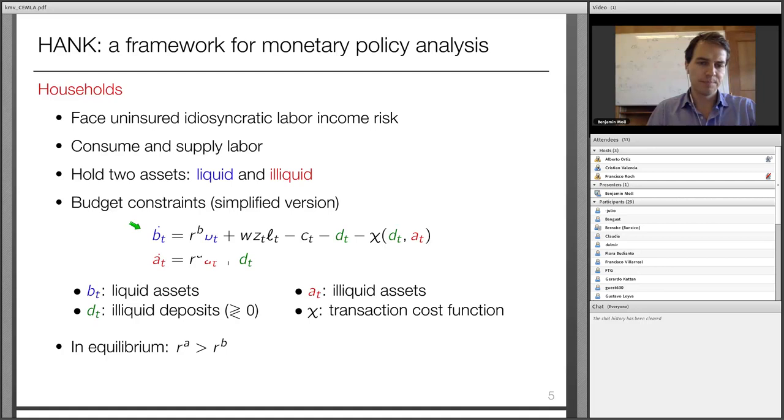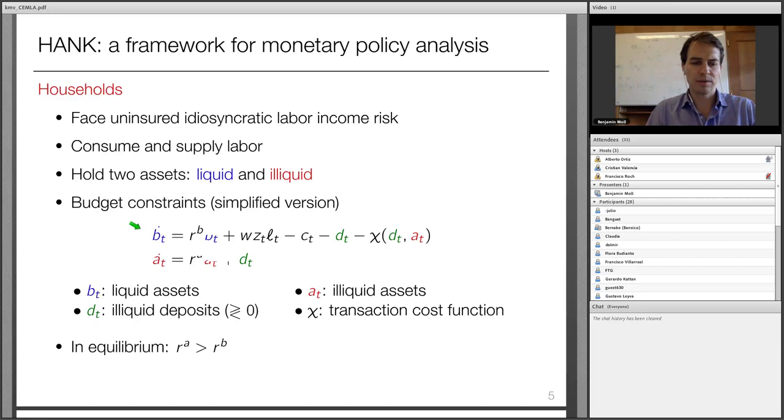So: interest income, labor income, consumption, and then you can take some of your liquid assets and deposit them into the illiquid assets. That's what we call d here. If you deposit into your illiquid asset, you're going to get a higher return r_a than r_b. These returns r_a and r_b are determined in equilibrium, but one is endogenously going to be higher than the other. So why doesn't everyone just put all their money in the liquid asset? Well, the answer is because it's illiquid. What do I mean by that? If you want to put something in or take something out, you're going to have to pay a cost. So d here is deposits. d positive means you're depositing, d negative means you're withdrawing, taking something out. If d is either positive or negative, not equal to zero, you're going to have to pay this cost chi here. I'll show you what this looks like on the next slide, and that's obviously going to be important.